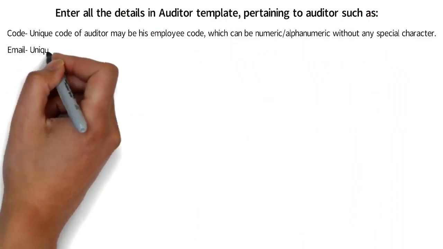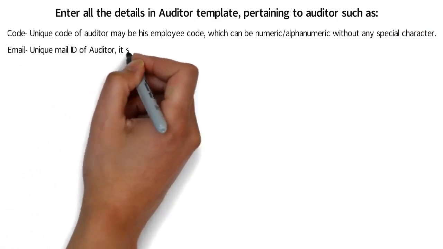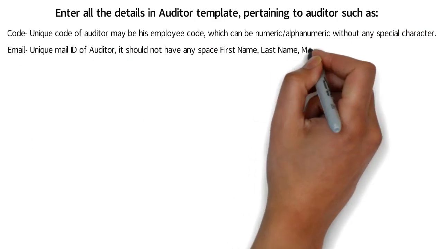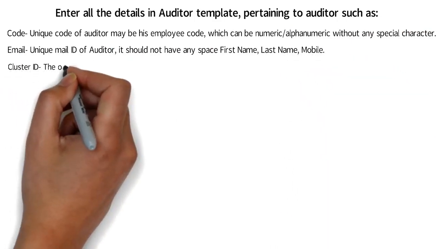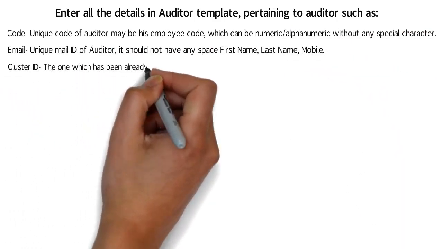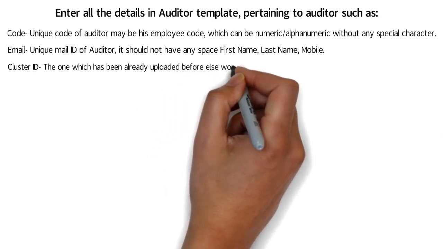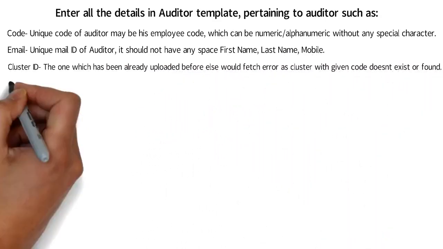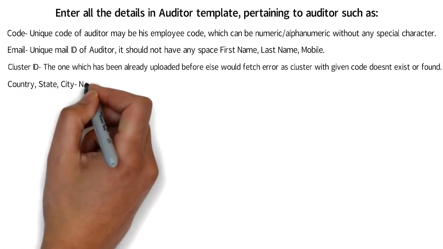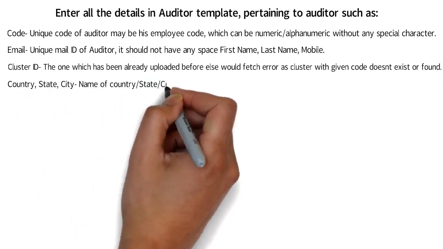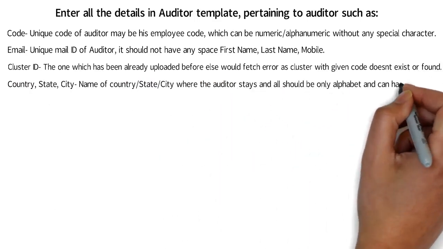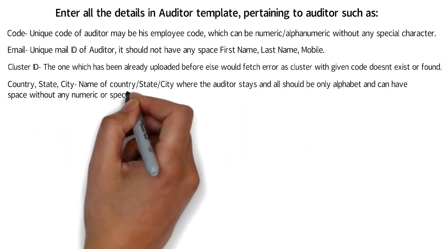Email. Unique mail ID of auditor. It should not have any spaces. First name, last name, mobile. Cluster ID. The one which has been already uploaded before, else would fetch error as cluster with given code doesn't exist or is not found. Country, state, city. Name of country, state, city where the auditor stays, and all should be only alphabet and can have space without any numeric or special character.